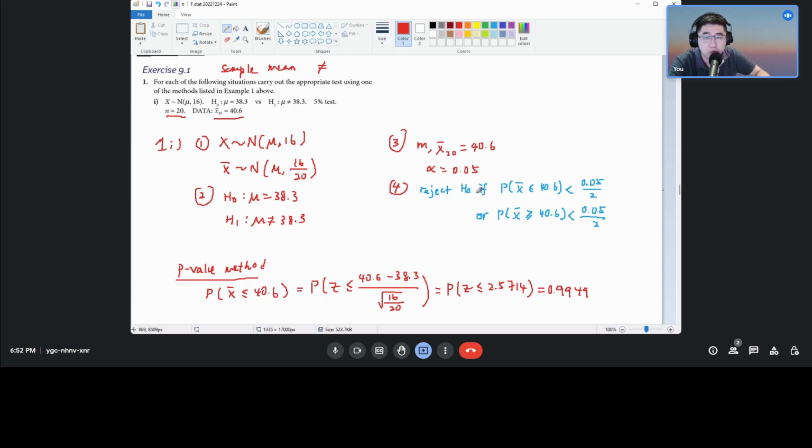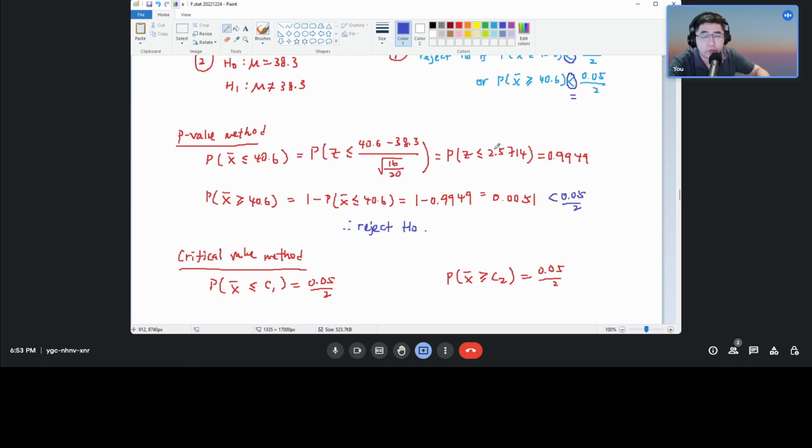Because this is two tail, step 4, you first write out the reject condition. Reject H null if P of bar x less than or equal to 40.6 is less than 0.05 over 2, or bar x greater than or equal to 40.6 is less than 0.05 over 2. That will be the standard way that we do our calculation. The only difference for this question is that this is a normal, therefore this one will change into equal.